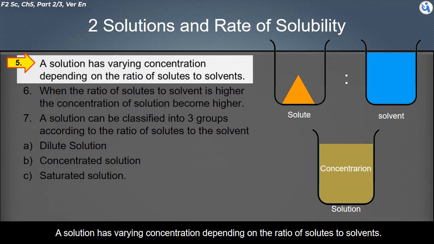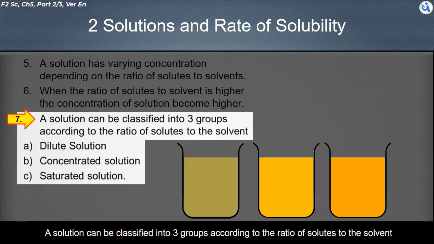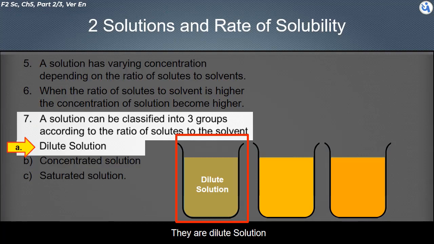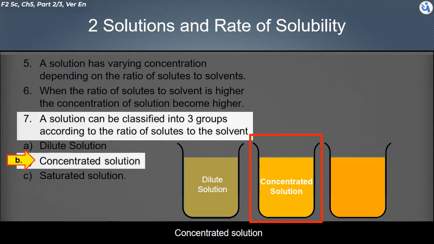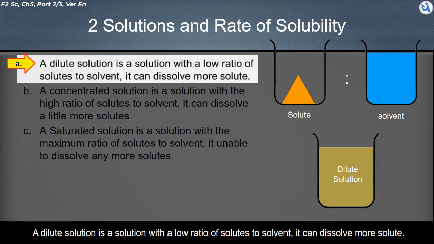A solution has varying concentration, depending on the ratio of solutes to solvents. When the ratio of solutes to solvent is higher, the concentration of the solution becomes higher. A solution can be classified into 3 groups, according to the ratio of solutes to the solvent. They are: dilute solution, concentrated solution, saturated solution.